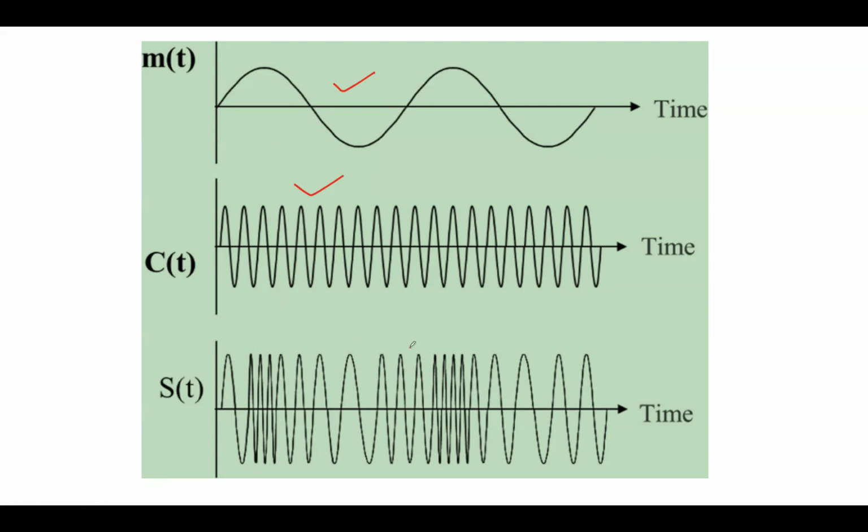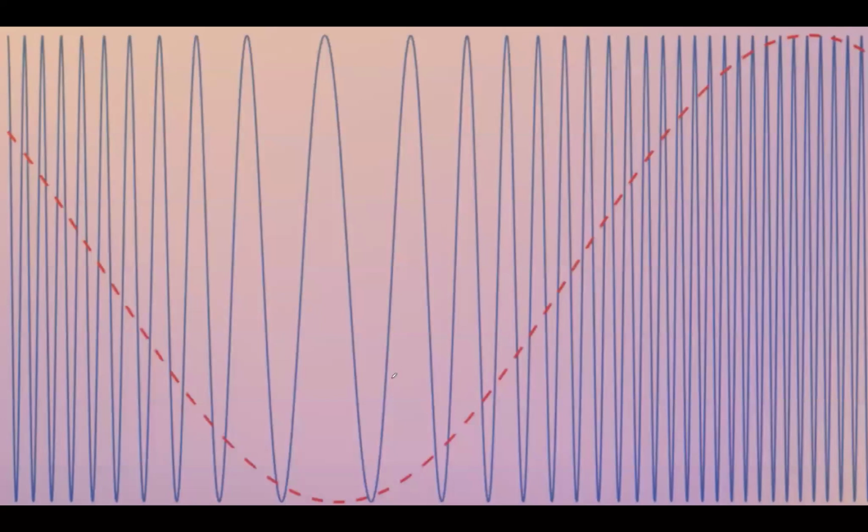So, what exactly happens? In case of frequency modulation, the red dotted lines represent the message signal, this one, and the other one represents the carrier signal. You can see that as the amplitude of the message signal reduces, the frequency of the carrier is very, very less here. And when the message signal's amplitude increases, we can find that the frequency of the carrier is very, very high, as in this case.